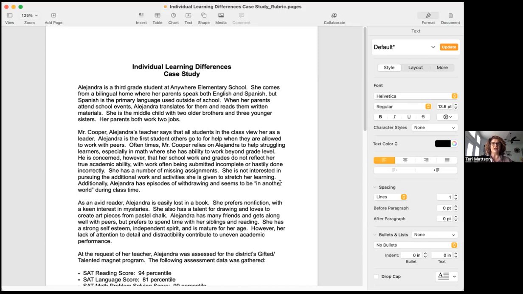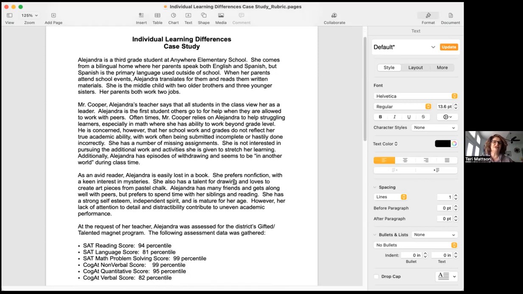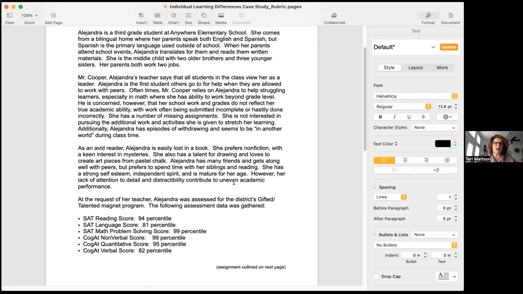So we have created a case study, and this case study highlights a little girl named Alejandra. This is the case study right here. She's a third grade student at Anywhere Elementary School. As you read and study the case study, you'll see that there are a lot of facts in this case study about her. She comes from a bilingual home, and her participation in school is, of course, unique to her. You'll learn about her strengths, her interests, her weaknesses, her hobbies. You'll even see down here that there's some information that we have about testing.